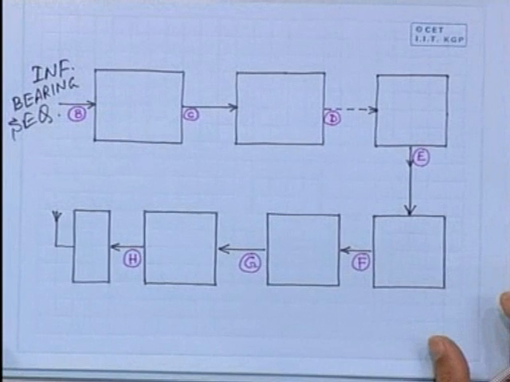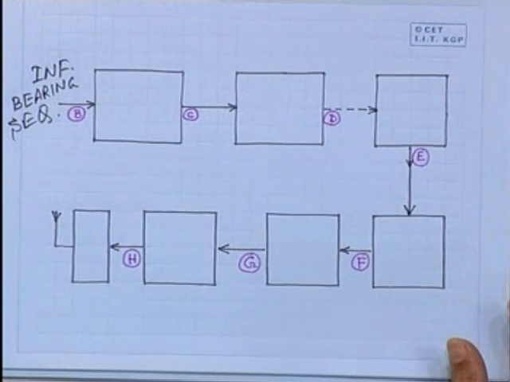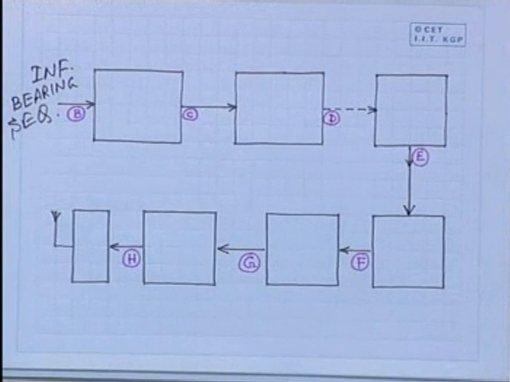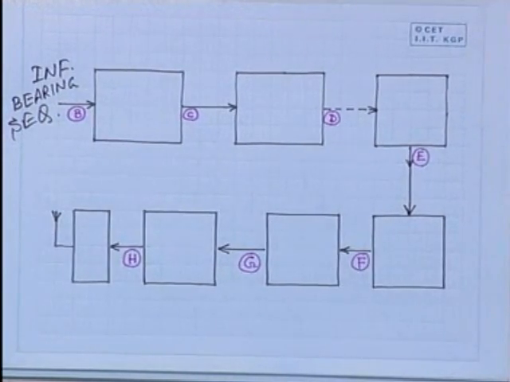Information bearing sequence. Okay. So if I forget about this pre-processing unit, can I say that the purpose of a digital communication system is to carry information from the transmitting end to the receiving end? I can say that. Okay.